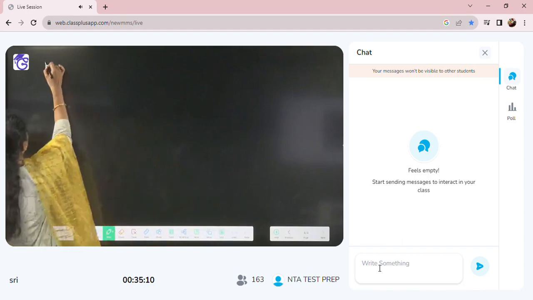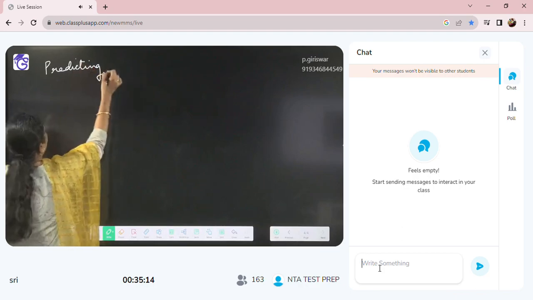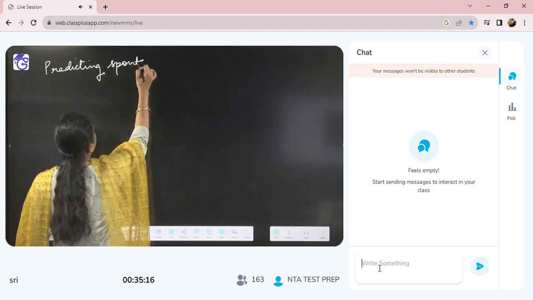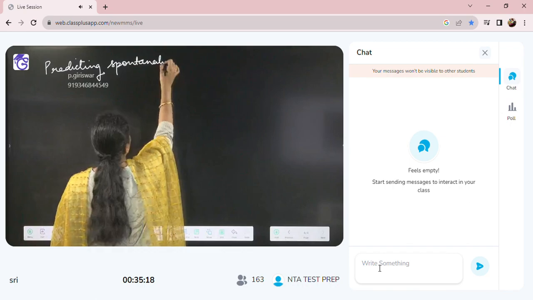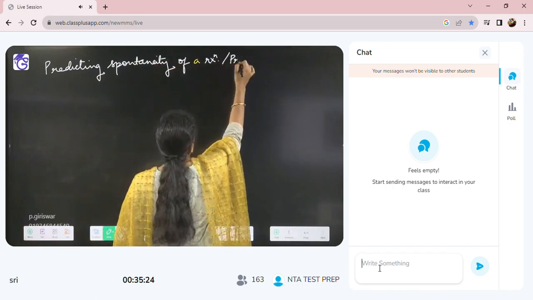Now we are going to write down predicting spontaneity of a reaction or process. Application part only we are going to see.